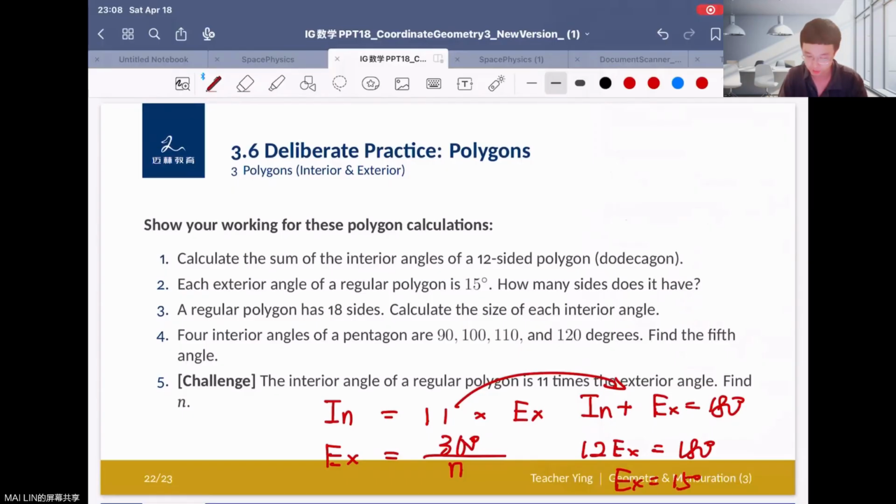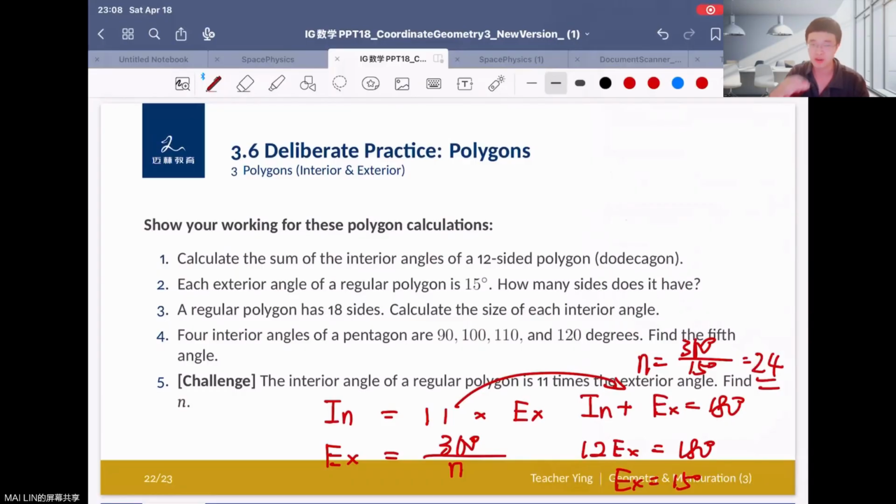So we can say here the number of sides n equals 360 over 15 degrees, okay? So the value here equals, 60 over 15 is 4, times 60 is 24, right? So we have 24 sides in total, okay?